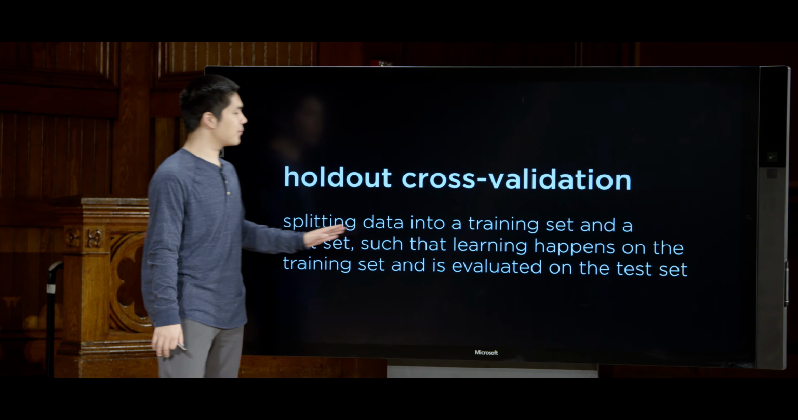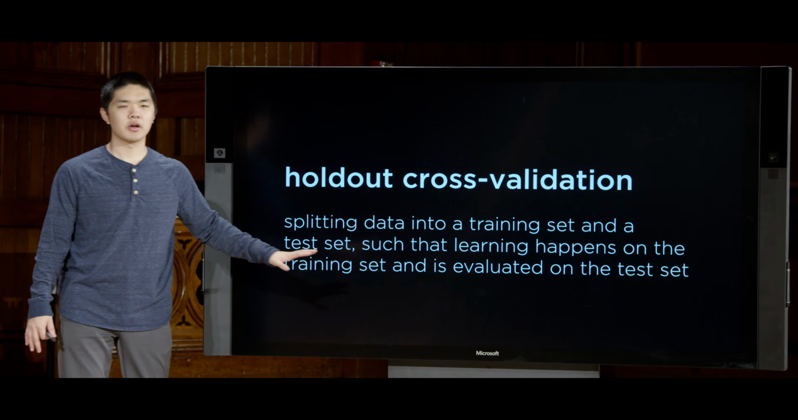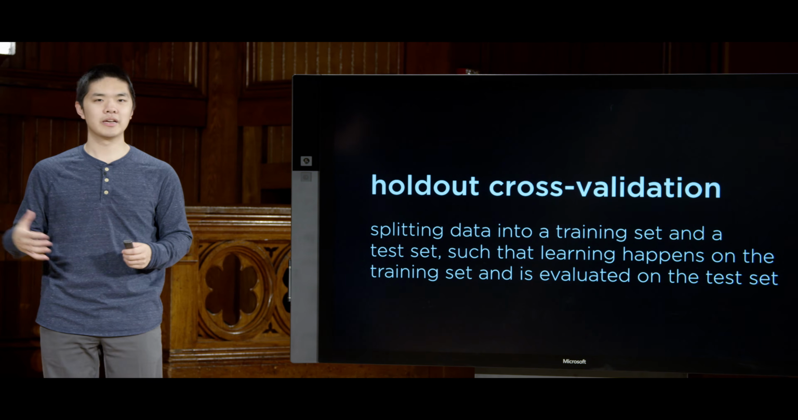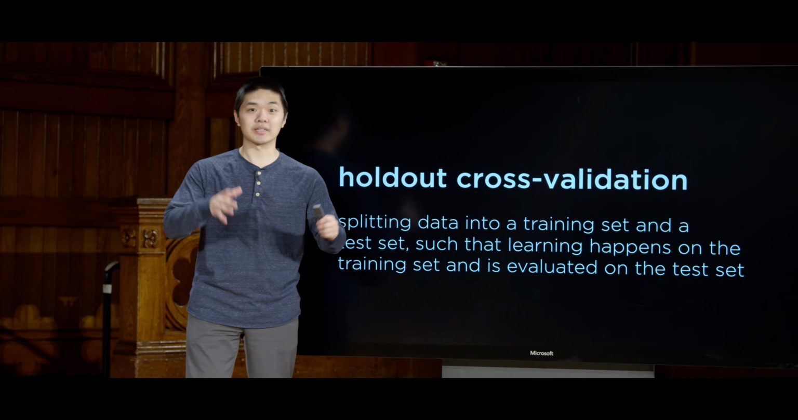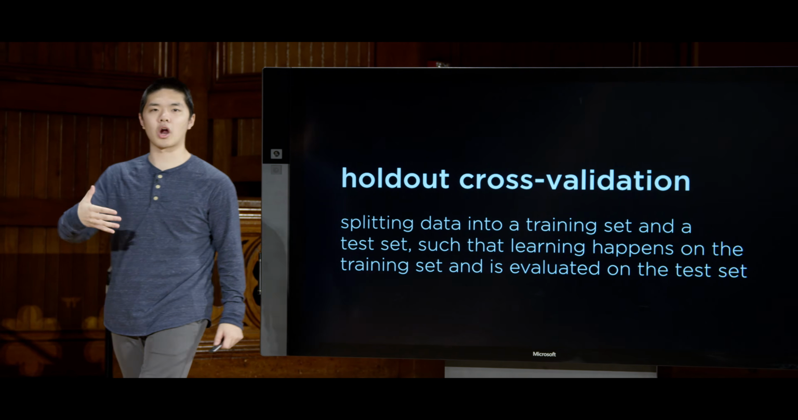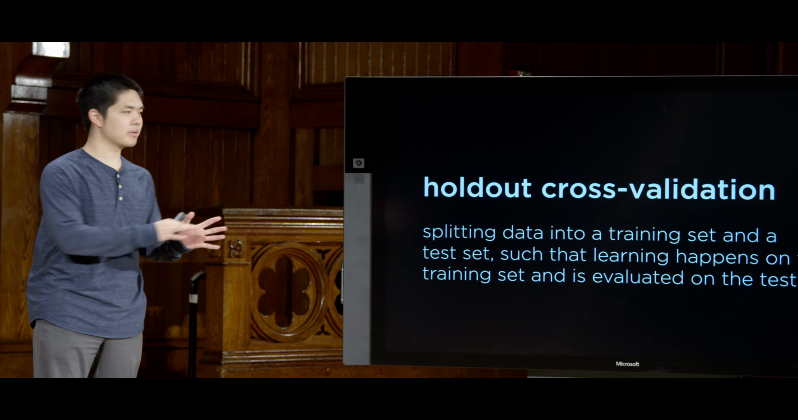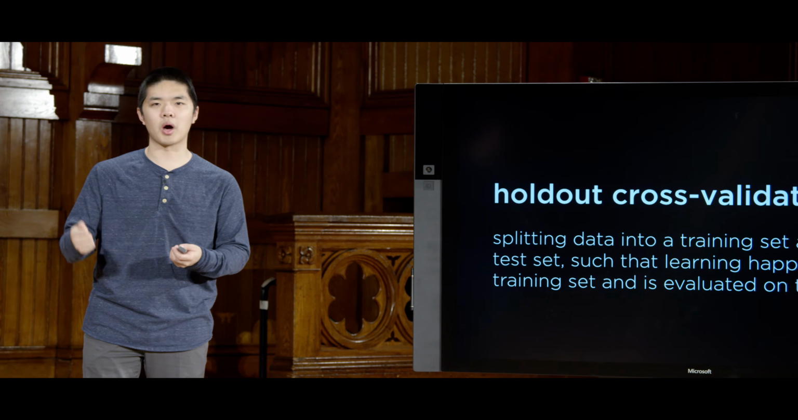In holdout cross-validation, we split up our data into a training set and a testing set. The training set is the set of data that we're going to use to train our machine learning model. And the testing set is the set of data that we're going to use in order to test to see how well our machine learning model actually performed. So the learning happens on the training set. We figure out what the parameters should be. We figure out what the right model is.